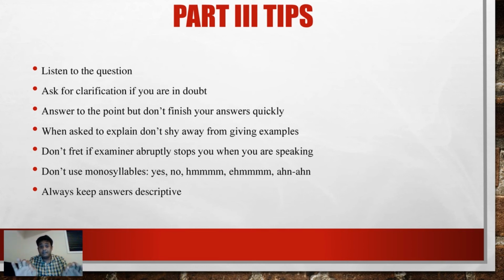Don't use monosyllables. We do this a lot, don't we? Whenever you are asked a question which has a one-word answer, we either go yes or no, or mm-hmm, or uh-uh. Don't use all these sounds and words. Very rude, very dangerous. Avoid them as much as you can.